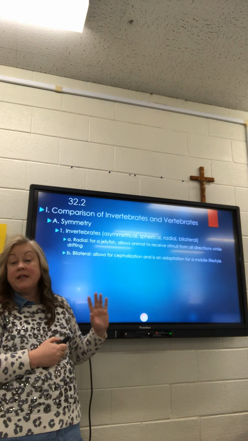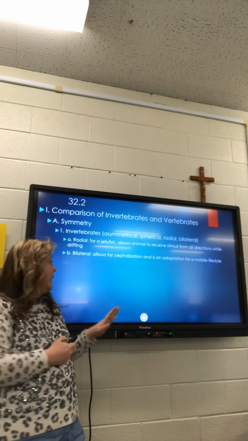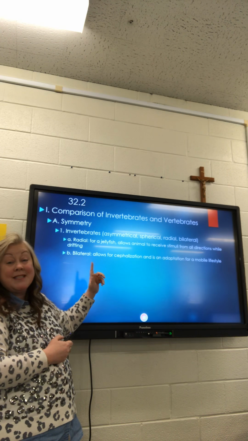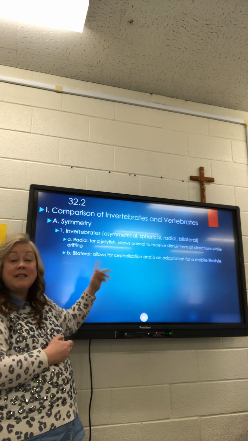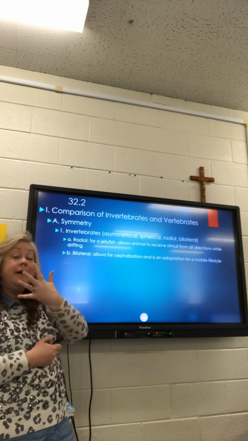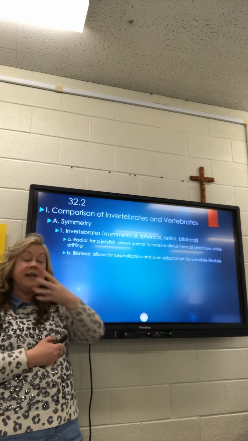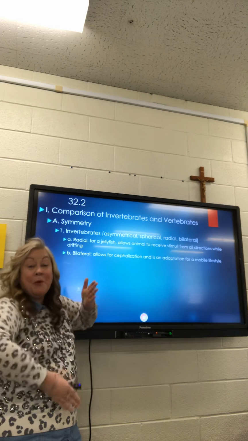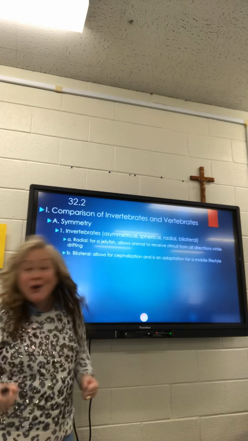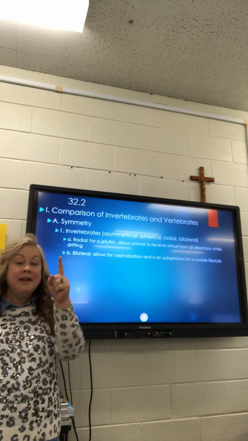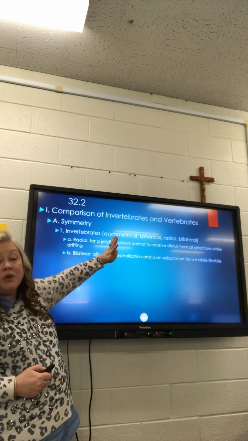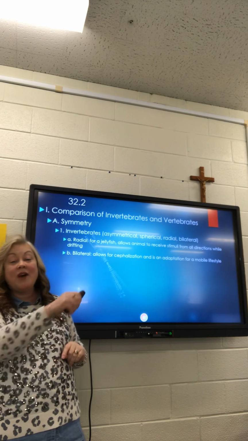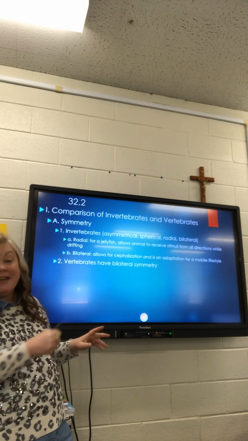Bilateral symmetry that's common also in invertebrates is good. It allows cephalization. Now remember from yesterday the word cephalization. Cephalo means head. Cephalization means a concentration of sensory organs here in the anterior end of the animal. It's an adaptation for a mobile lifestyle. You're on the move, mobile lifestyle. But invertebrates can have all 4 types of symmetry, but vertebrates can only have 1 type of symmetry. That's right, you guessed it, bilateral symmetry.